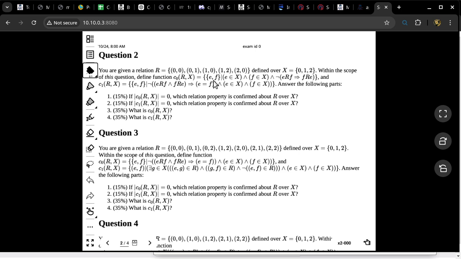All right, so this one has EF, E is in X, F is in X, and this one is what we saw before. But this one is different. This one says EF has to be in a set. It is not the case that ERF and FRE implies E equals F. I think this one is pretty clear. Which property do you think is related to C1 in this case?